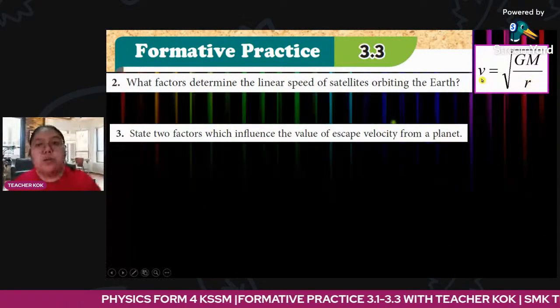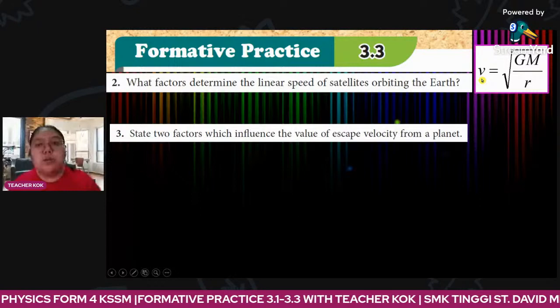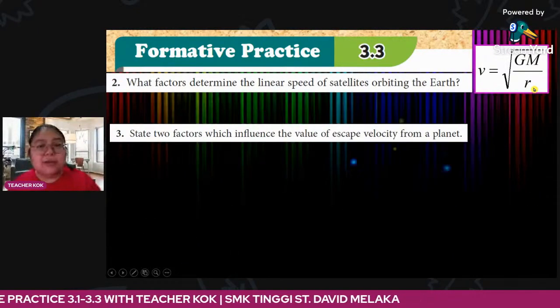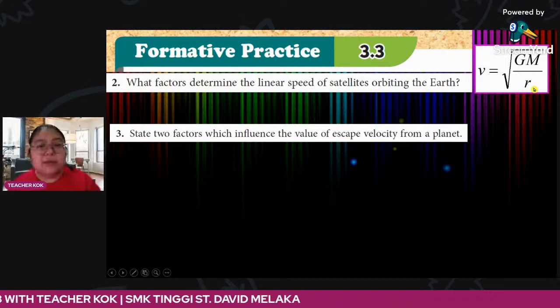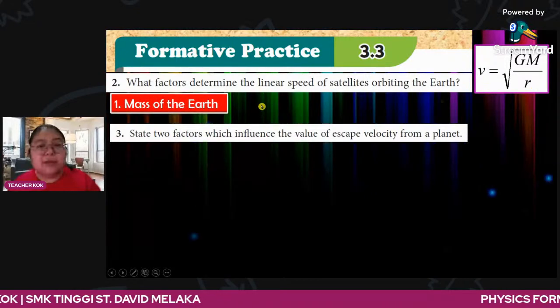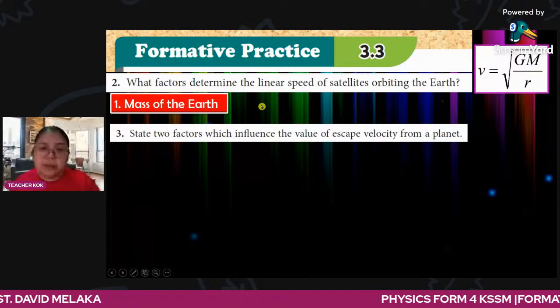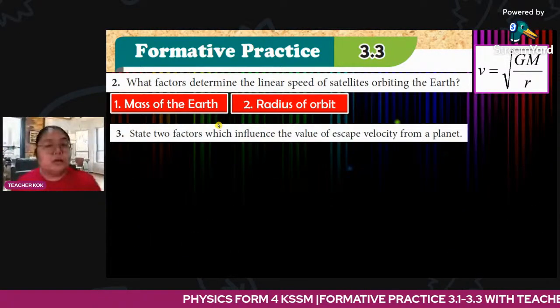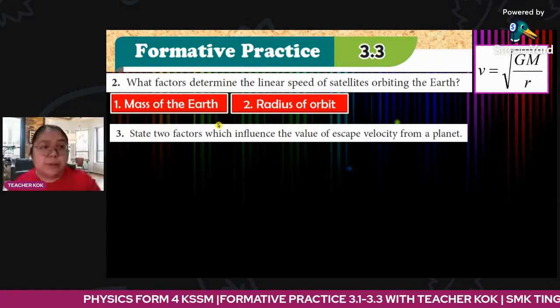So from here, what will affect the linear speed? Sure, the mass of the Earth and also the distance will affect the linear speed. So from here, we just answer the mass of the Earth. The second one is the radius of orbit. Okay, the radius of the orbit you go to will also affect the linear speed.